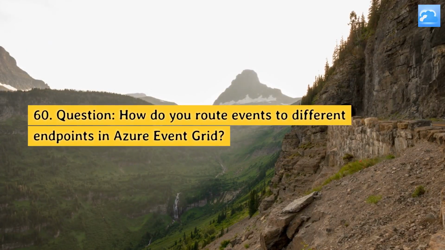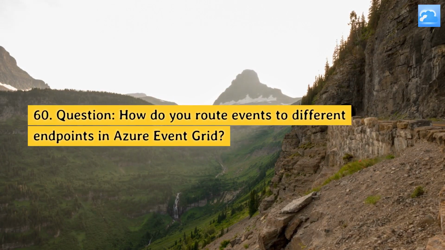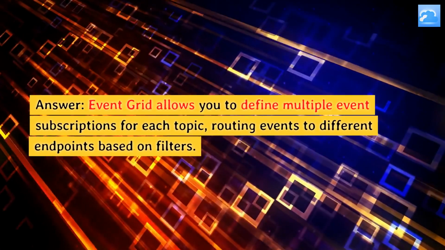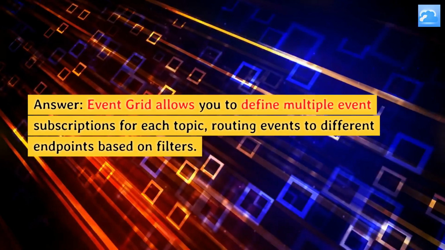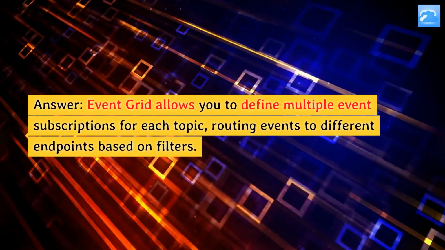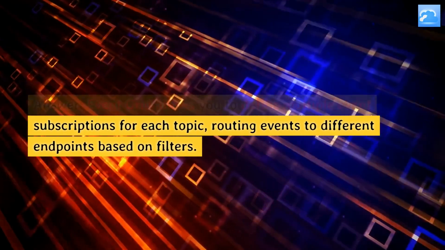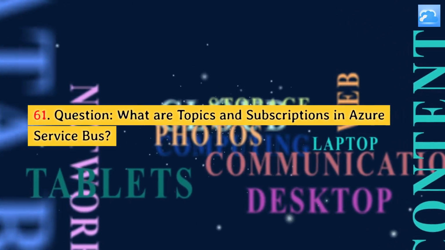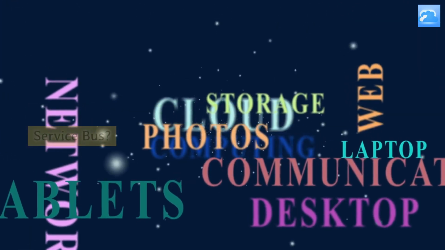60. Question: how do you route events to different endpoints in Azure Event Grid? Answer: Event Grid allows you to define multiple event subscriptions for each topic, routing events to different endpoints based on filters. 61. Question: what are topics and subscriptions in Azure Service Bus?